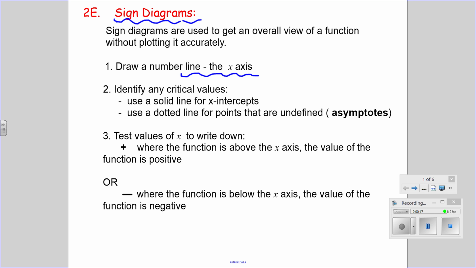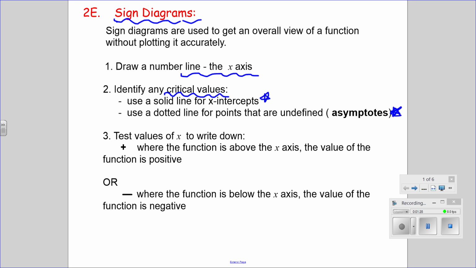So in order to plot our critical points, we need to find our critical points, and we'll talk about what exactly those are in a moment. We use a solid line for any x-intercepts, so note that. And then for any asymptotes, we will use a dotted line just because those aren't actually points on our graph, but they are restrictions that we need to be aware of. So our x-intercepts will be represented by solid lines, and then our asymptotes by dotted lines. Again, those are 2 types of critical values, finding our x-intercepts and finding our asymptotes. And we'll talk more about those in a moment.